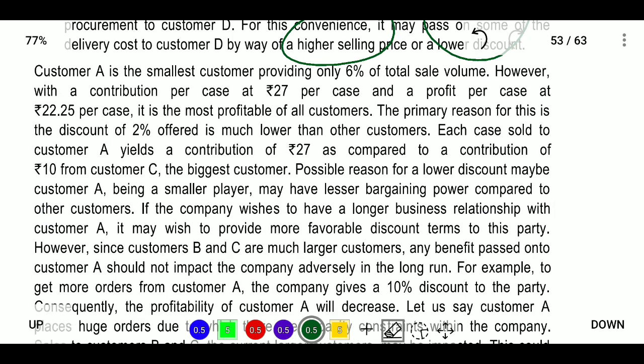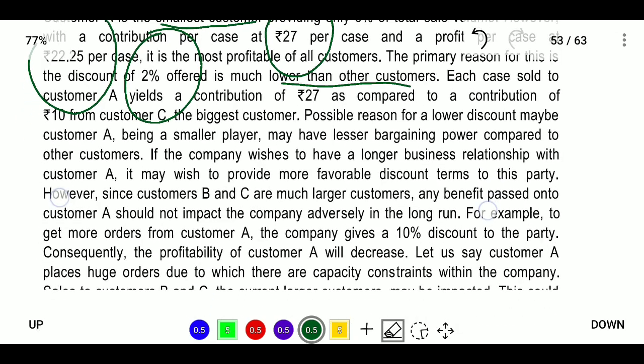Next, customer A is a small customer. Even though he is a small customer, his total sale volume was 6% only, but his contribution is 27% and profit is 22.25%. And the reason here is a lower discount than other customers. Because of the lower discount, we are getting more profit from A, compared to a contribution of 27%, 10 rupees firm. And here the biggest customer is C.